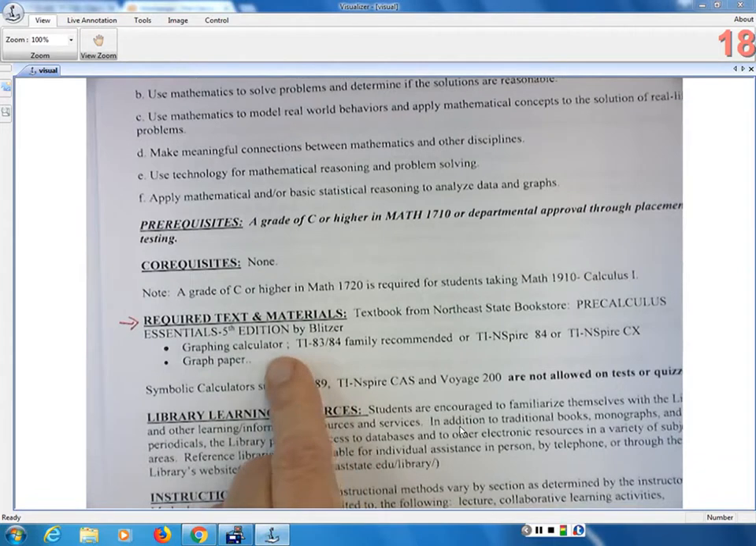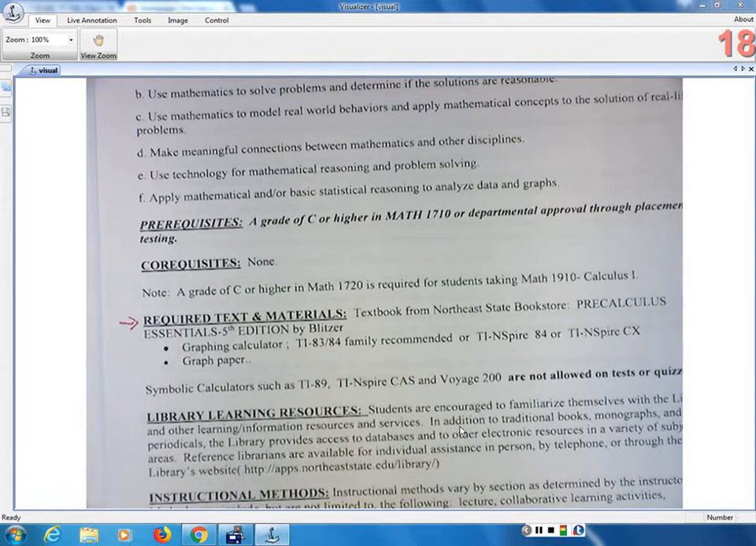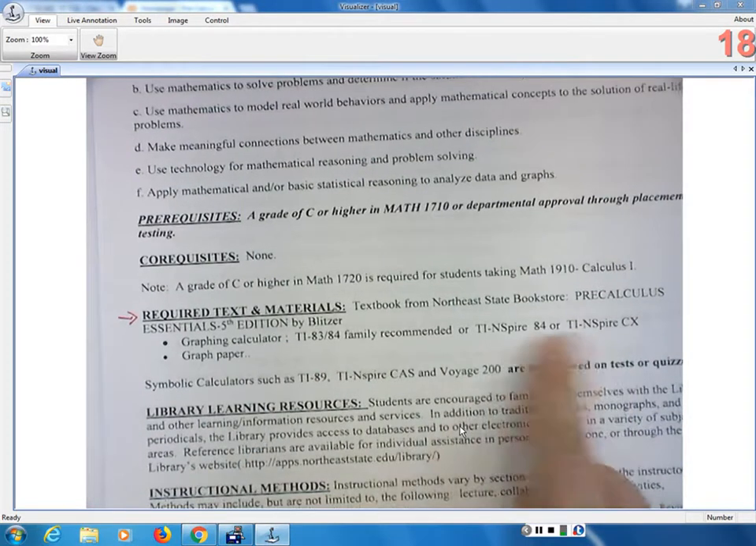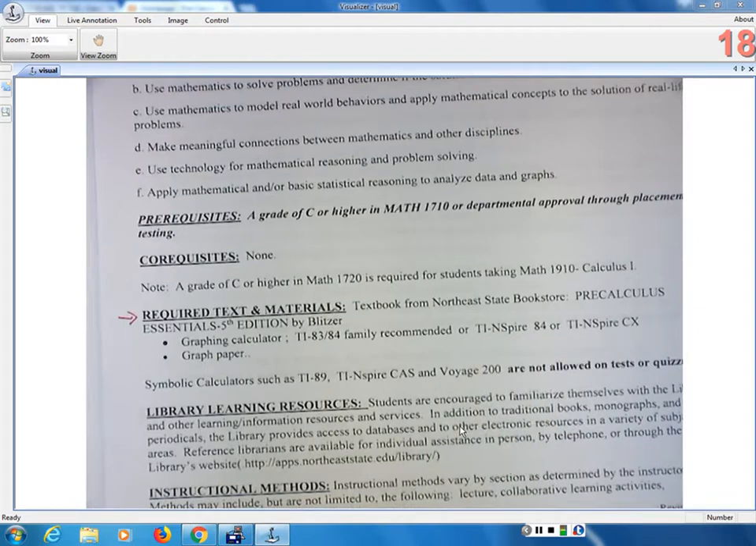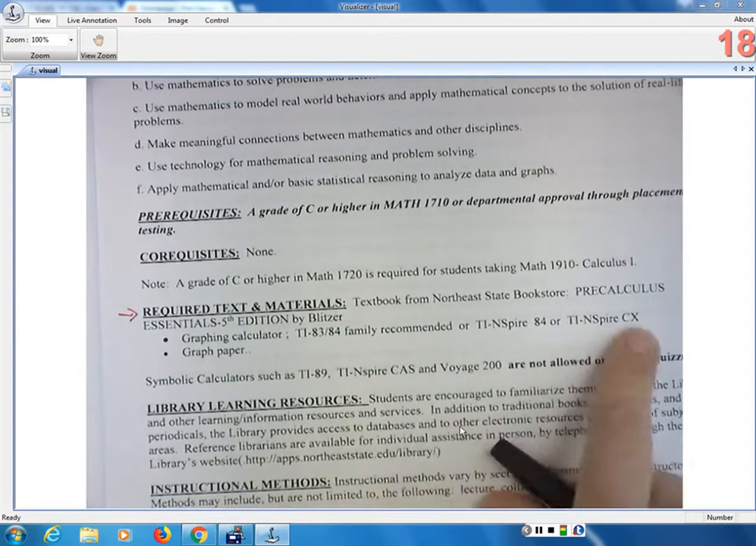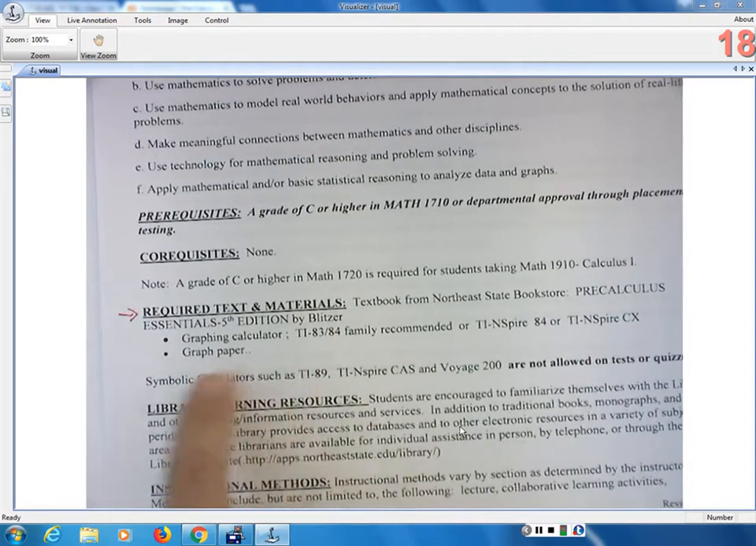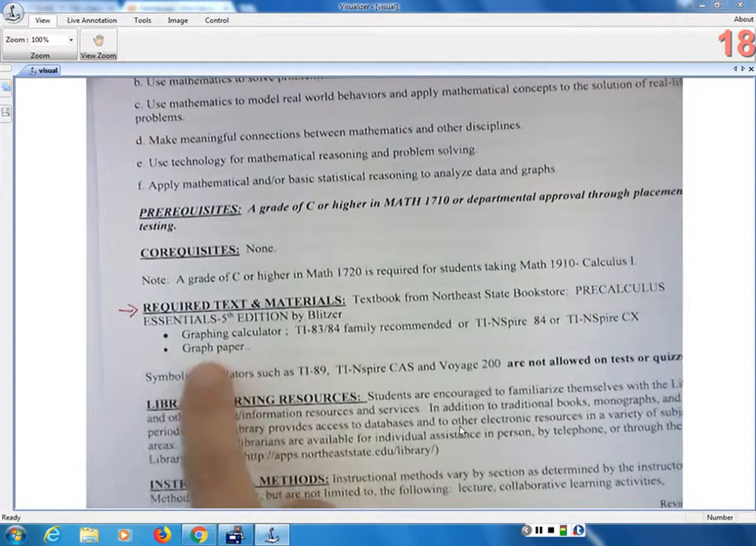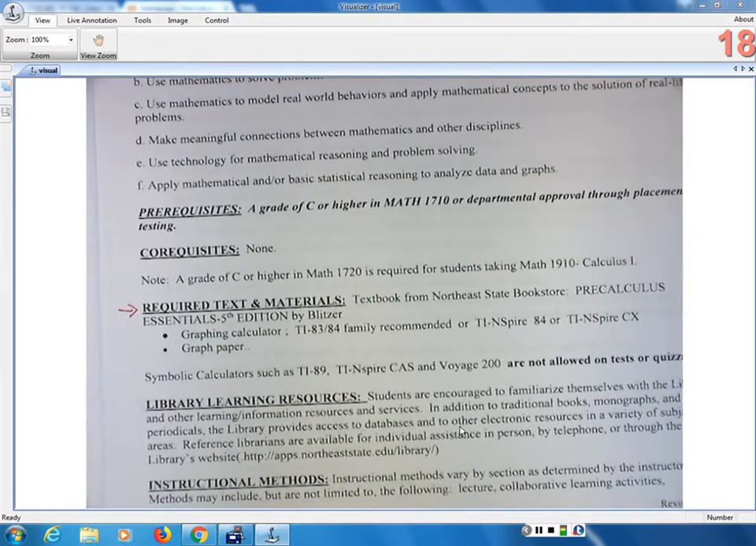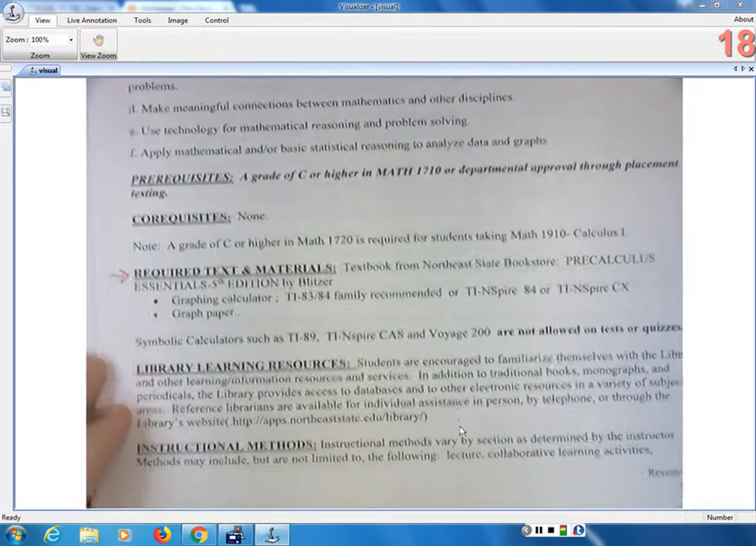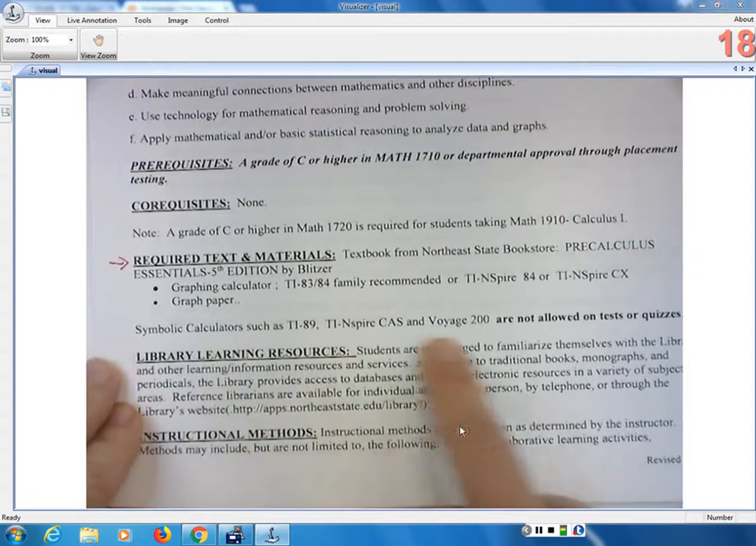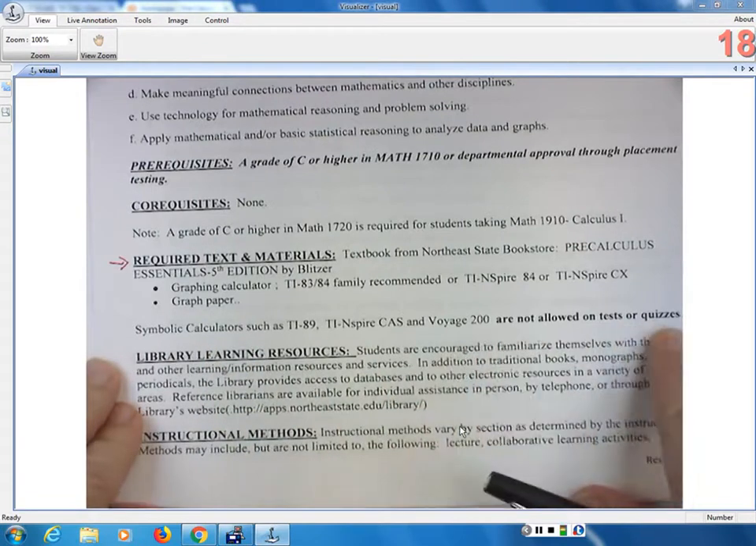You do need a graphing calculator. Oh, that's funny. It does say TI Inspire. Okay. Well, some people have those, but you may need to use graph paper, but you can print that from the internet. These symbolic calculators are not allowed on tests or quizzes.